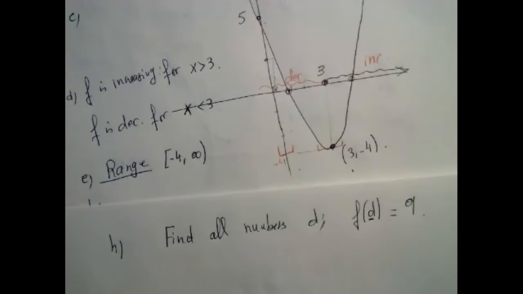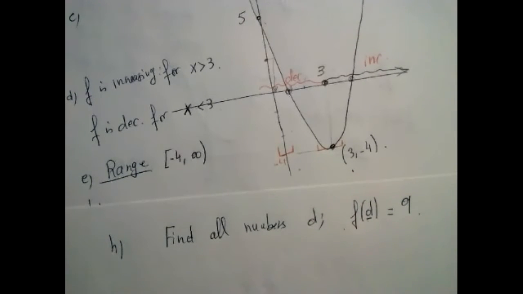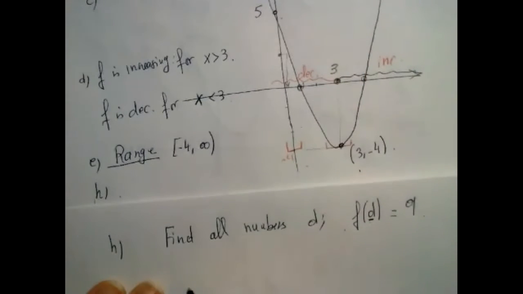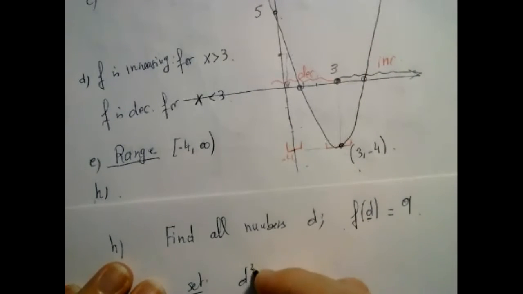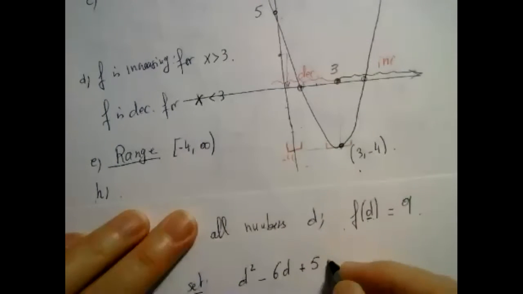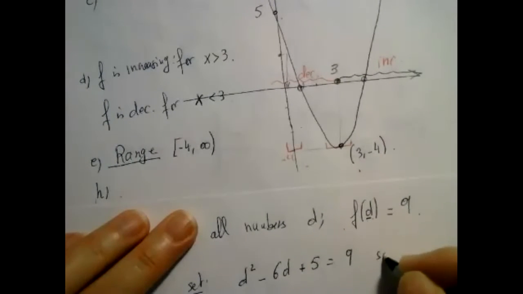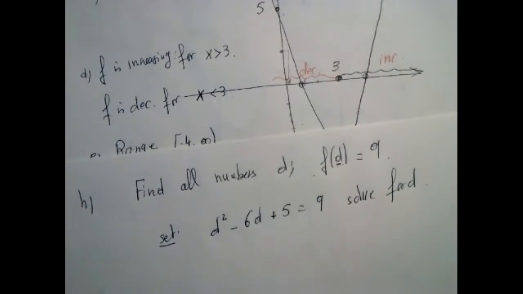So they are asking me for all the input values. Sorry, I have to mute everybody. Okay, they're asking me for all the input values D such that f of D equals 9. So the way we do that is we set the function, which is now D squared because they used the variable D, so I stick to the variable they used, minus 6D plus 5 equal to 9, and solve for D.